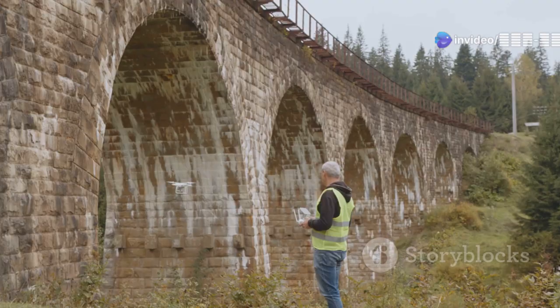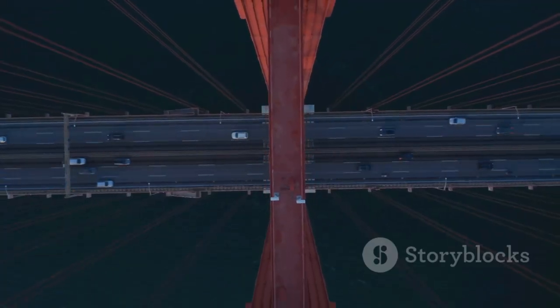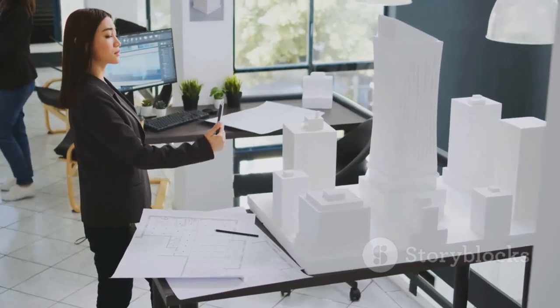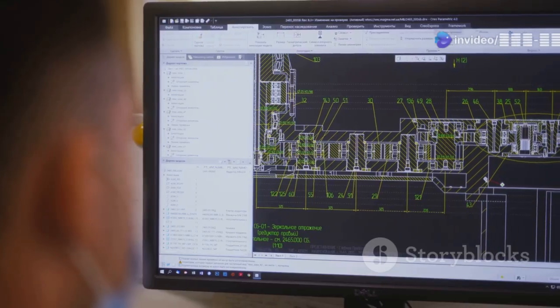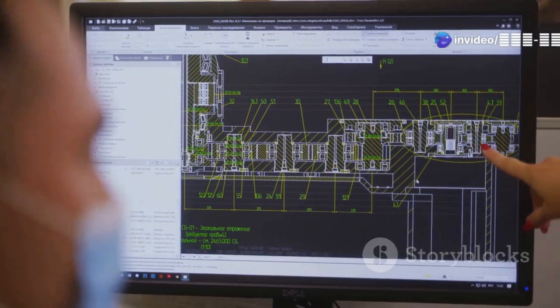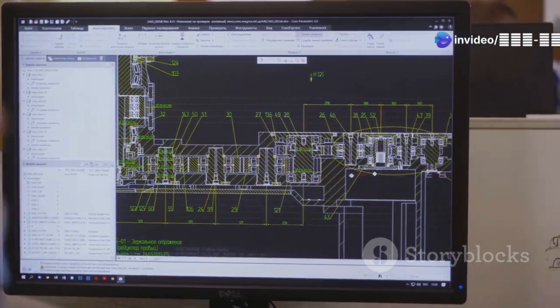Let's say you're designing a bridge. You need to understand how the bridge will behave under the weight of traffic, right? That's where kinematics comes in. By analyzing the motion of the bridge components, you can ensure it's strong enough to handle the load.